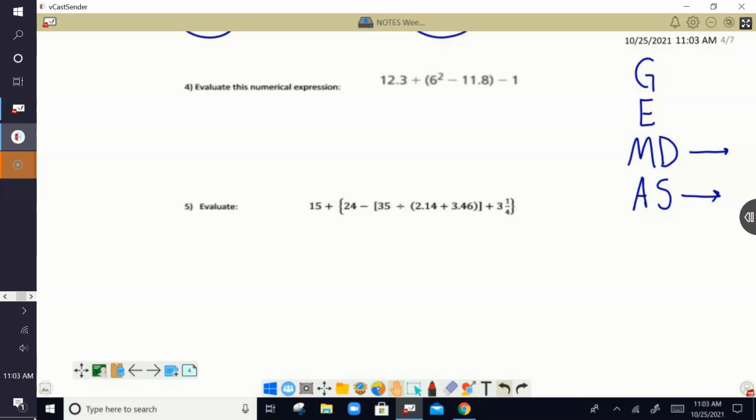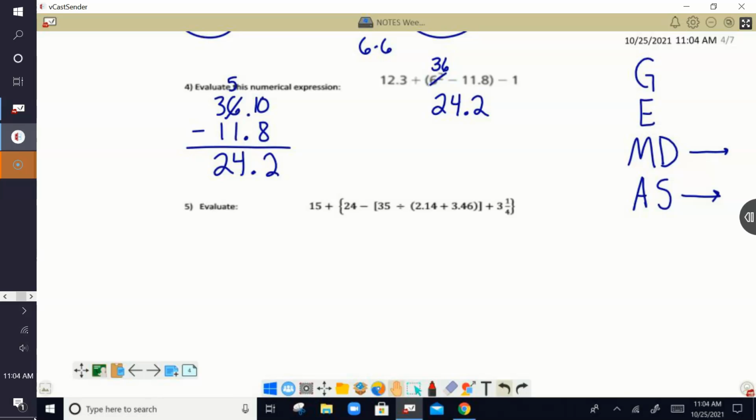So let's take a look up here for number 4. I see there are grouping symbols, so I'm working inside of those grouping symbols. I want to do our exponents right off the bat. 6 to the 2nd power means 6 times 6, which is 36. So this problem is 36 minus 11 and 8/10. So I'm going to work inside these grouping symbols and get 24 and 2/10. Now we may have to work out here and do this by hand.